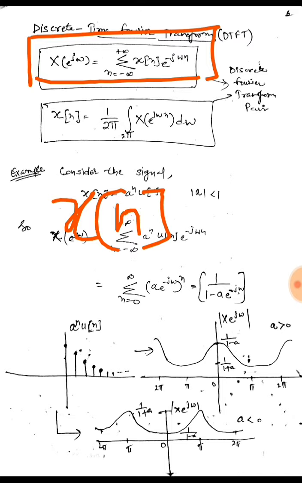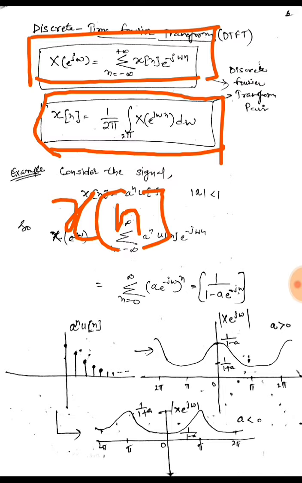Okay, and if we calculate the inverse Fourier transform, then x[n] can be calculated using the Fourier transform X of e to the j omega, integrated over the frequency range and multiplied by 1 upon 2 pi. So this is the discrete time Fourier transform pair.